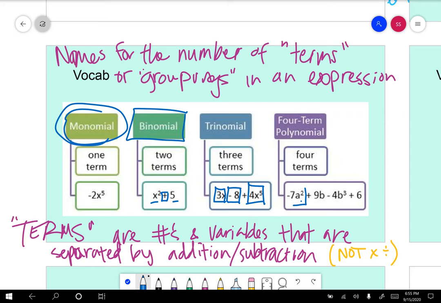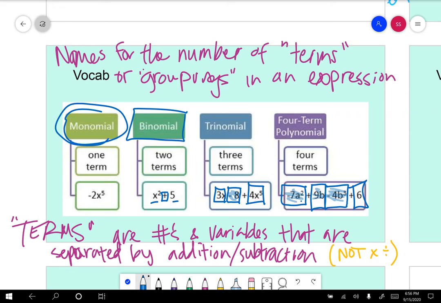So here we have -7 times a to the 2nd, +9 times b, -4 times b to the 3rd, and then a +6. Sorry, it's kind of blurry. One thing I want to point out here, you'll notice that I've included the negative sign with these, like the positive, right? So negative there. Always keep the sign that's in front of it.